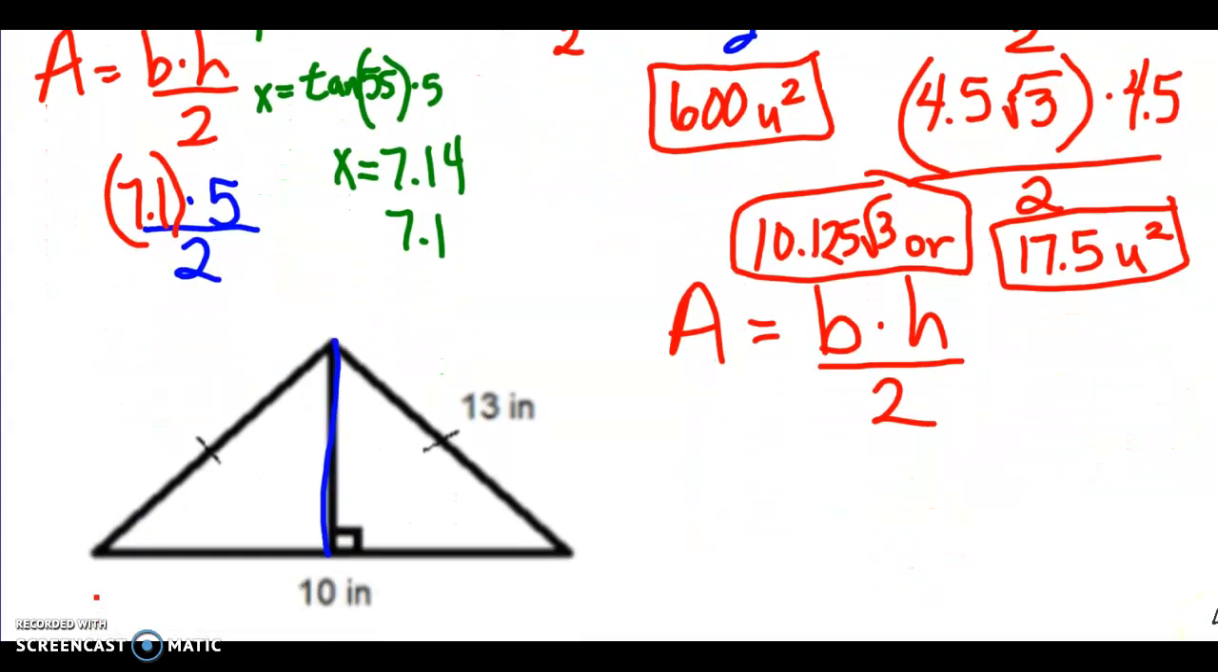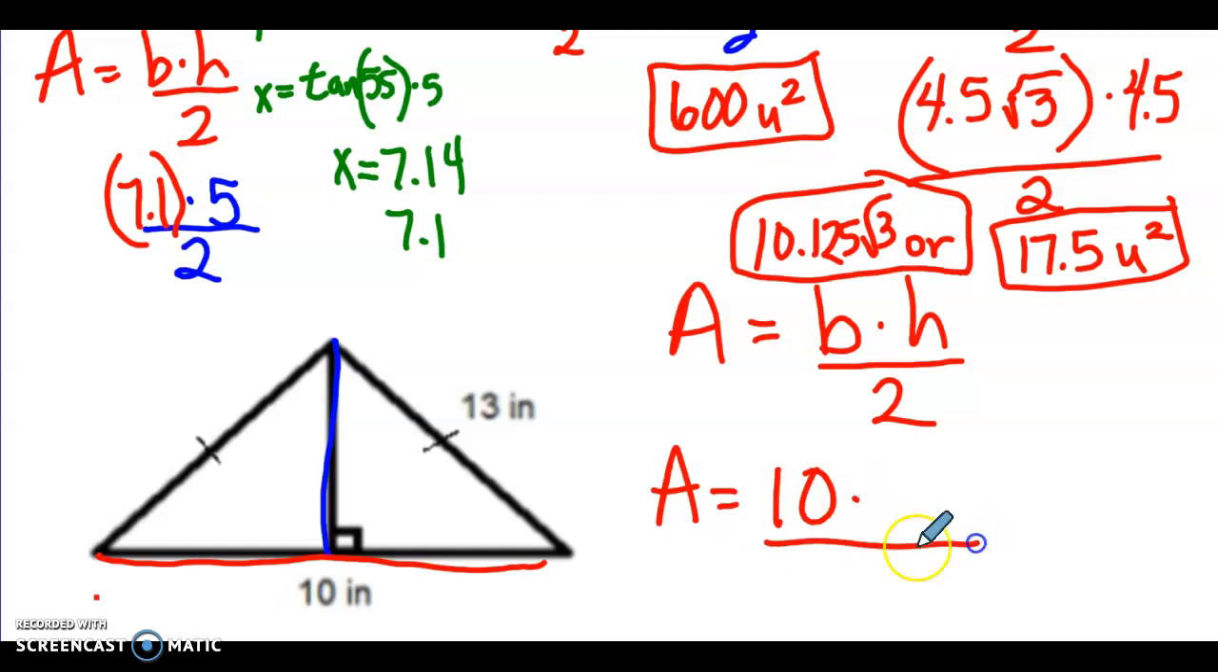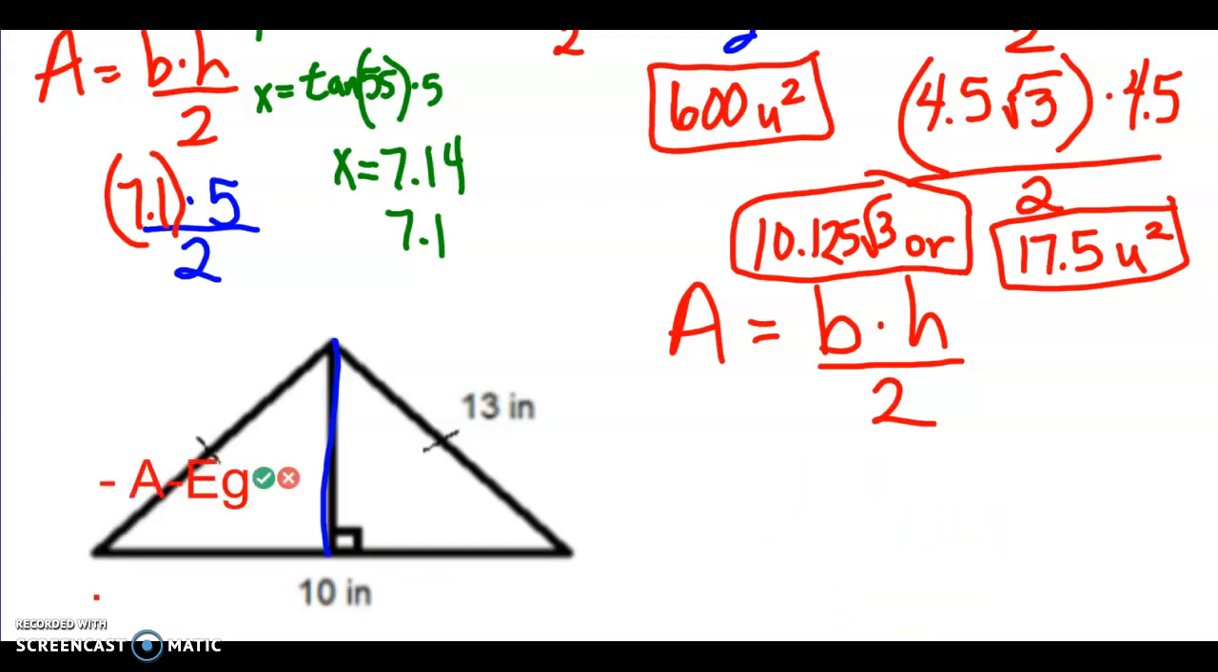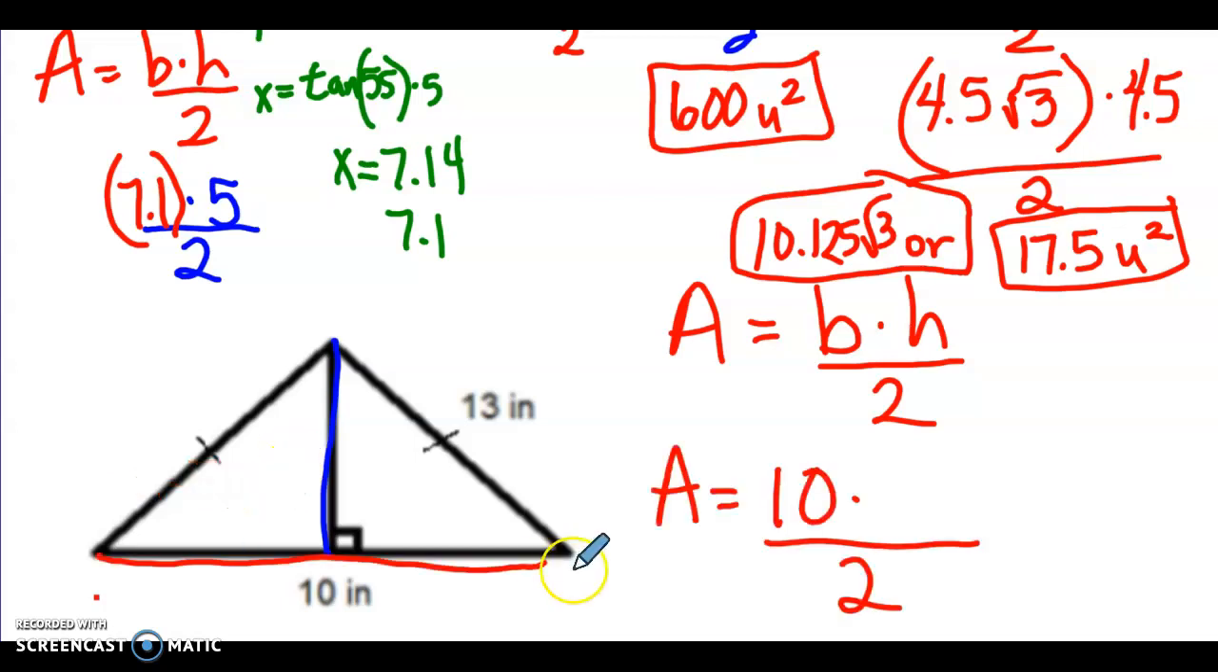All right, last triangle example here. So I know the base is 10. Now the height, I don't know it, so I need to figure it out. Well, if this whole thing is 10, we learned earlier that if this is an isosceles triangle, that's 13, then that altitude drawn in there is cutting it in half. So this would be 5 and 5.